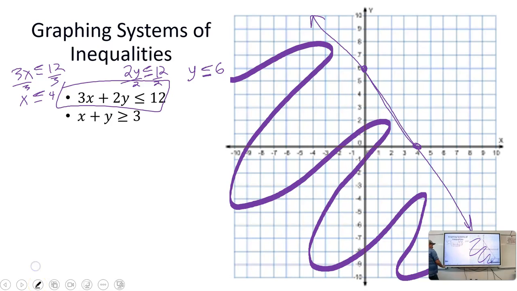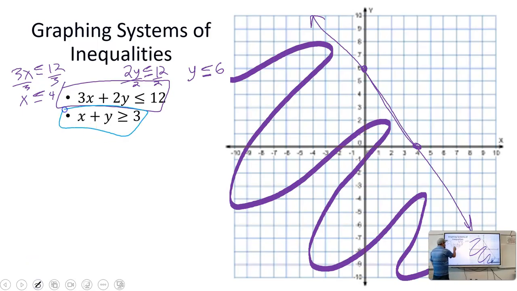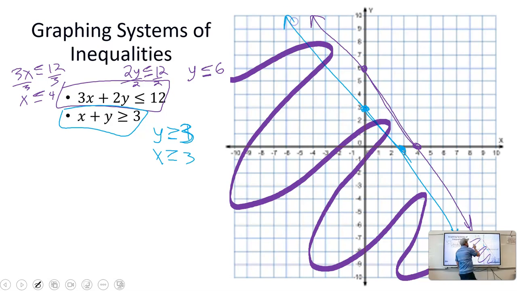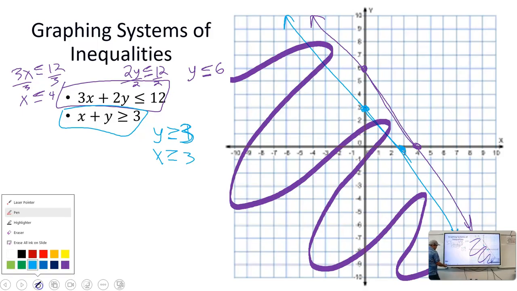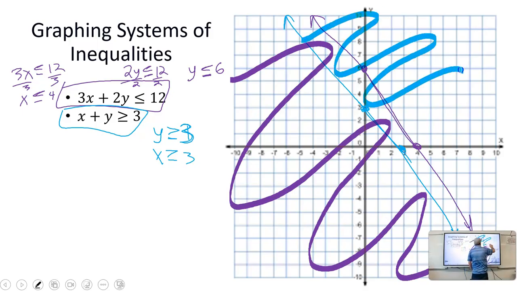Okay, for the second one, and blue. Okay, cover up method. Cover up the x, and I'm left with y is greater than or equal to 3. So it's going to cross at 3. Okay, cover up the y. X is greater than or equal to 3. So I'm going to go to 3. Okay, this is a solid line. So I do the best I can to make my solid line. And it is going to be graphed above that line. So if I go to shade, it's going to be above the blue line.